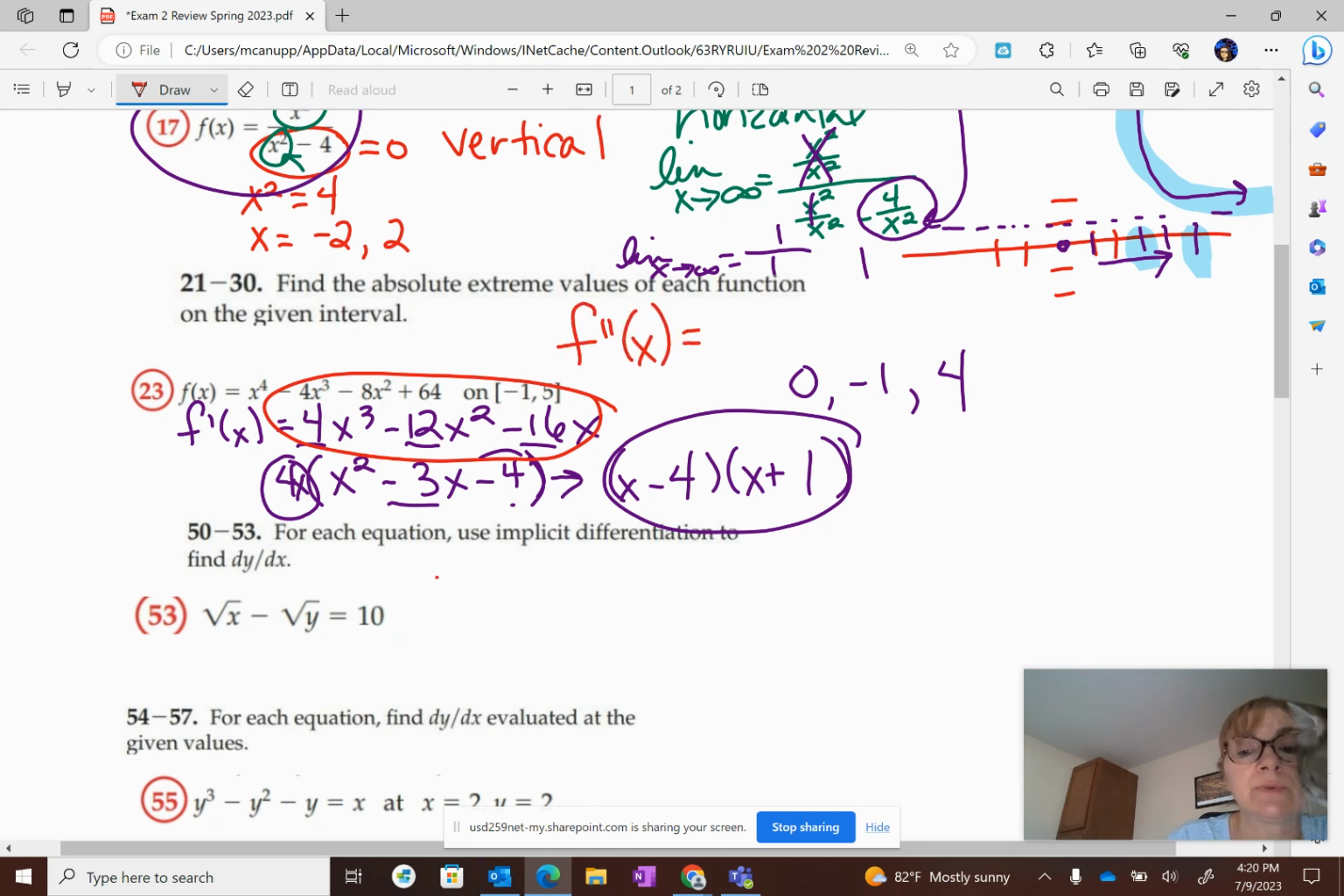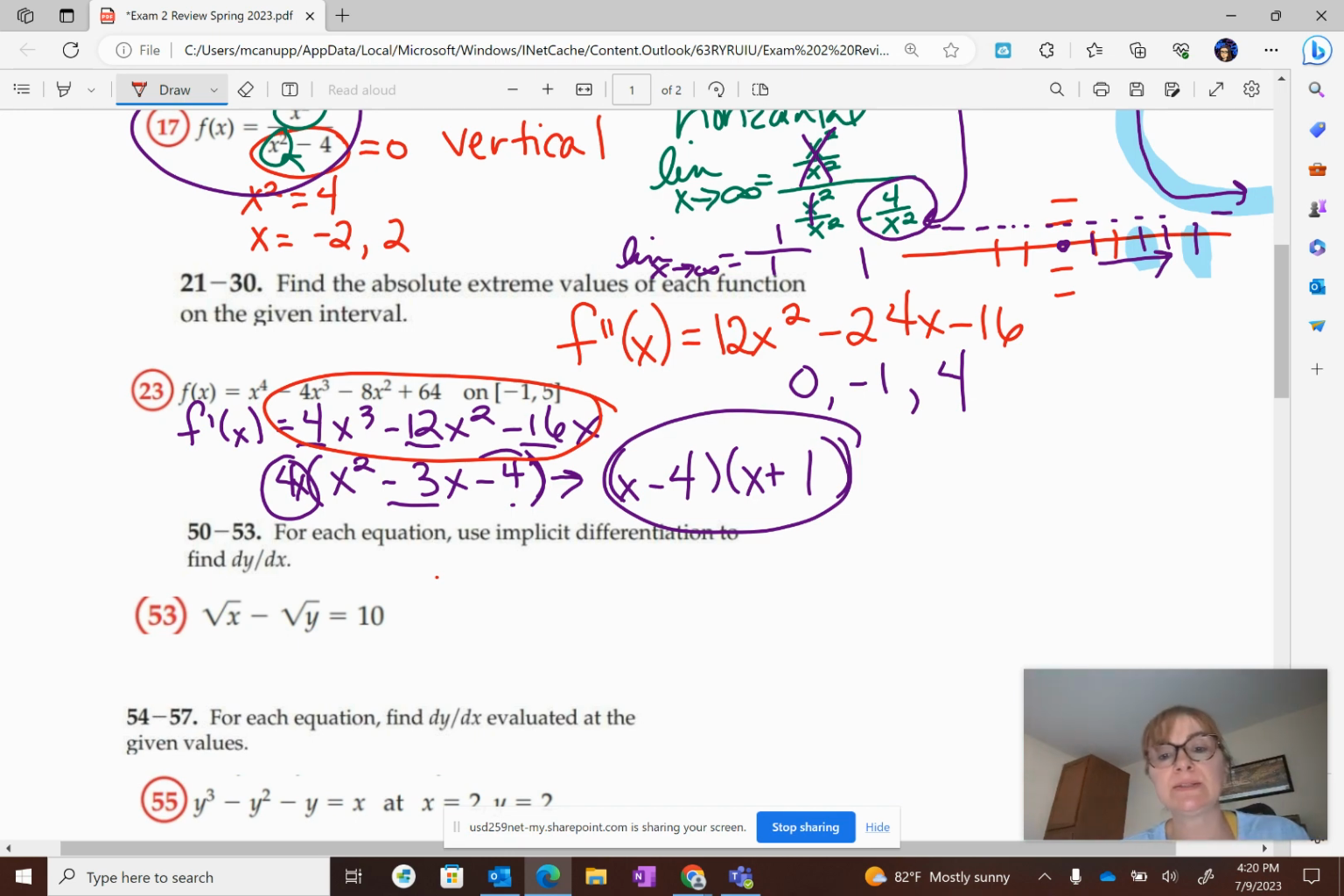And Luna's getting ready to come help me. So that's 12x squared. I don't know what you want, sweetie. 24x minus 16. Okay, so we're going to solve that. And I'm going to, oh, don't step on anything, please, sweetie.